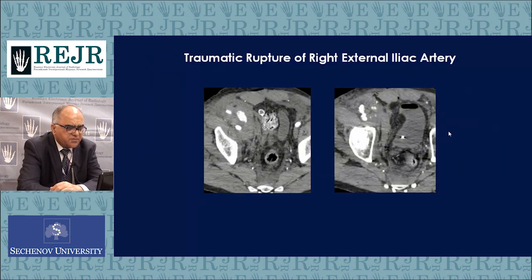There is traumatic rupture of the right external iliac artery associated with right hemiperitoneum hematoma and active extravasation from the external iliac artery.